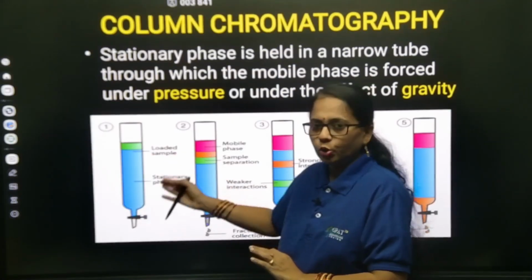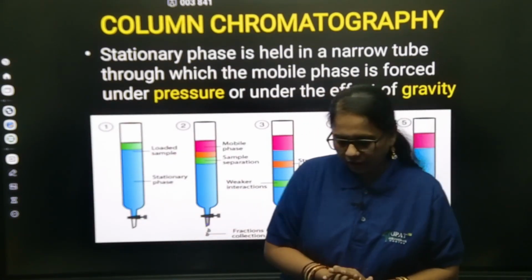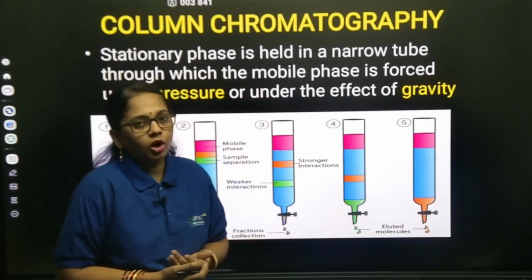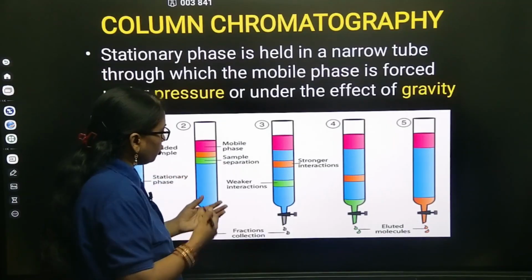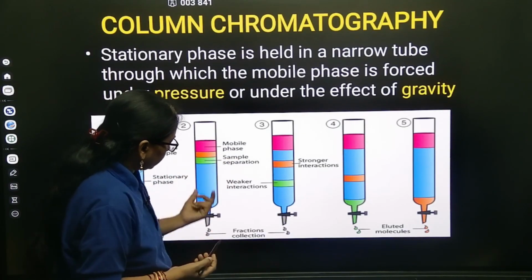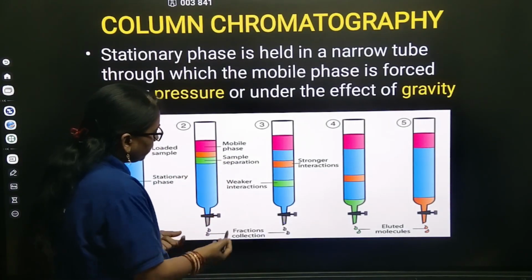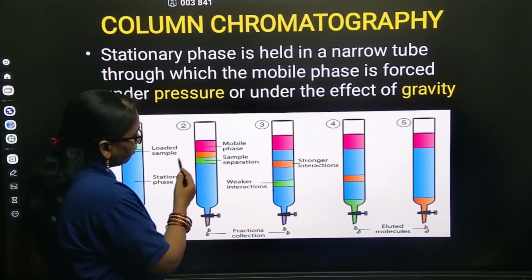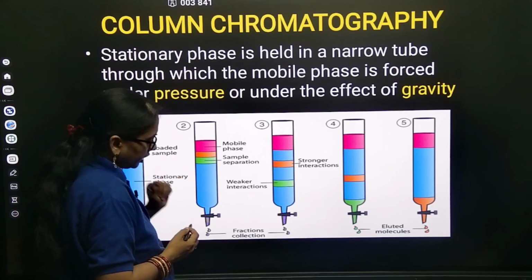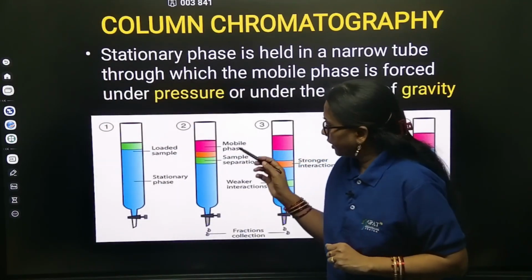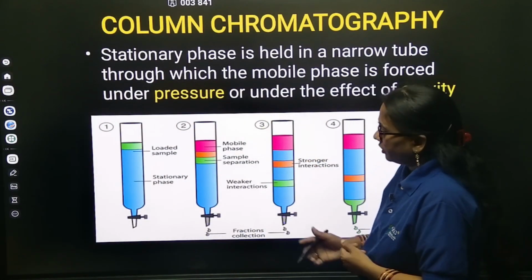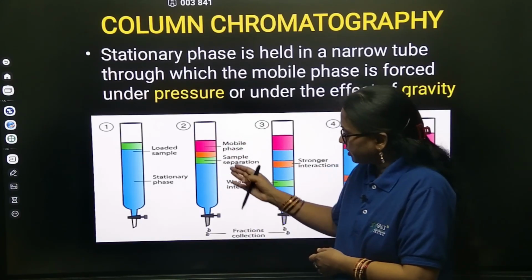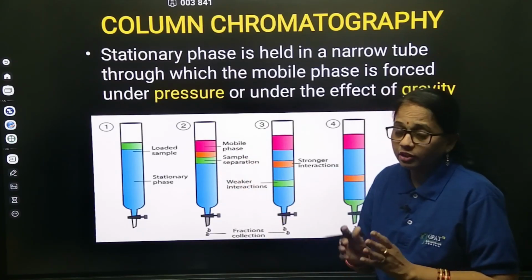Afterwards we load the sample, and we allow it to settle for some time. Then we start the mobile phase, that means whatever solvents we want to use, and begin the elution process, okay. In this you can observe the clear color differences. Initially the entire blue portion is the stationary phase, then the sample has already been loaded, which is in green color, okay. Once we start elution by pouring the mobile phase, it takes some time and travels through the stationary phase, and the separation of the compounds can be observed as different colors.